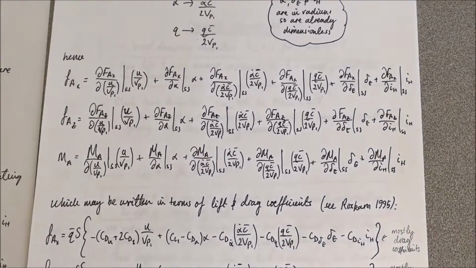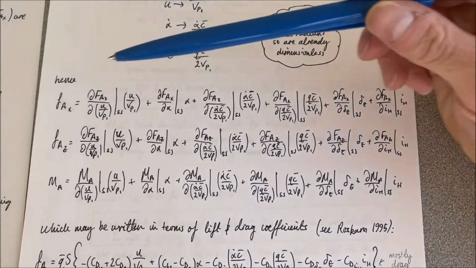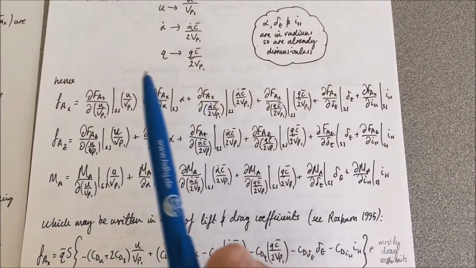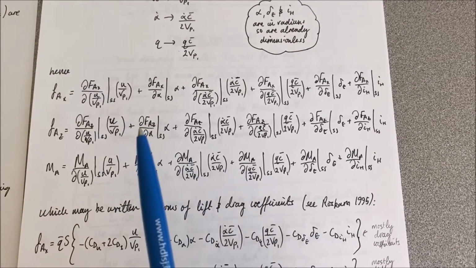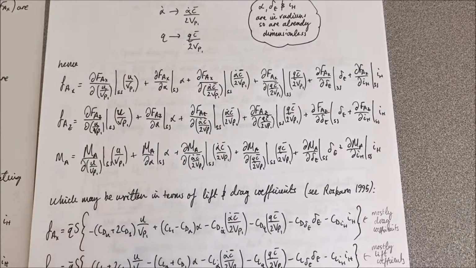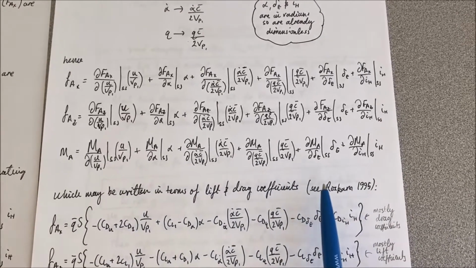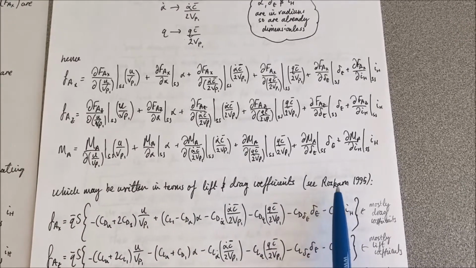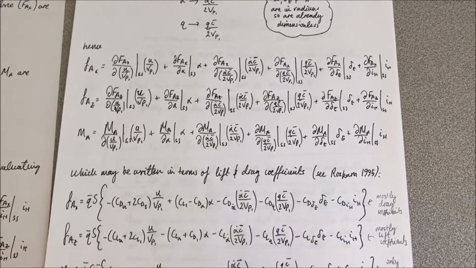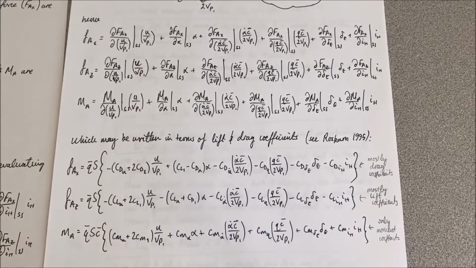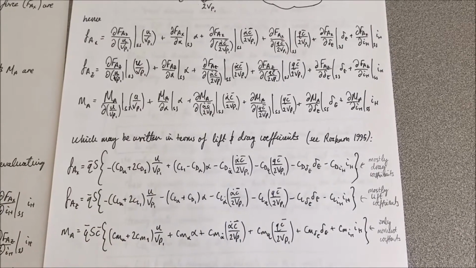So how do we get from all of this stuff, which is all in terms of derivatives, into something that's in terms of the coefficients that we've just seen? Well, this is spared in the textbook. All of this is derived in this Roskam book from 1995, but basically we write these derivatives in terms of coefficients to get this stuff.